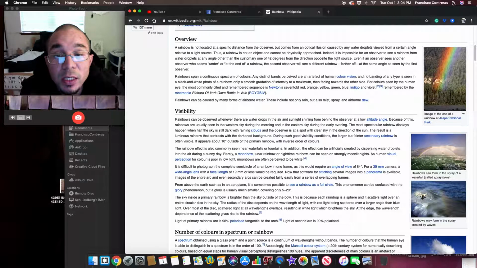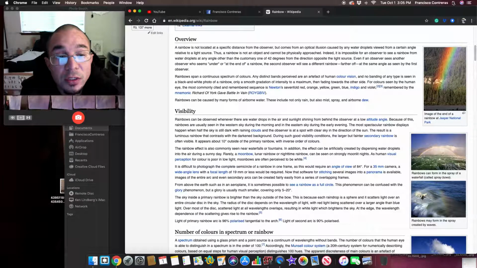Rainbows span a continuous spectrum of colors. Any distinct bands perceived are an artifact of human color vision, and no banding of any type is seen in a black and white photo of a rainbow. Only a smooth gradation of intensity to a maximum, then fading towards the other side.